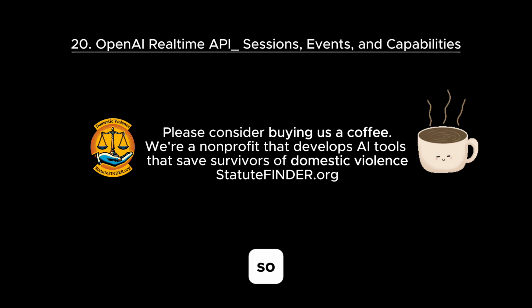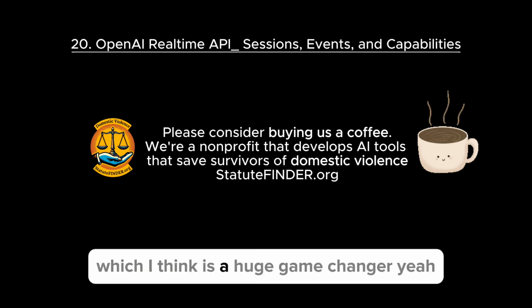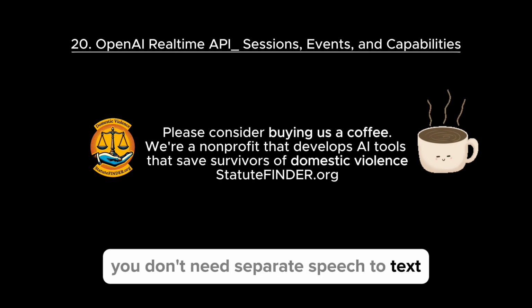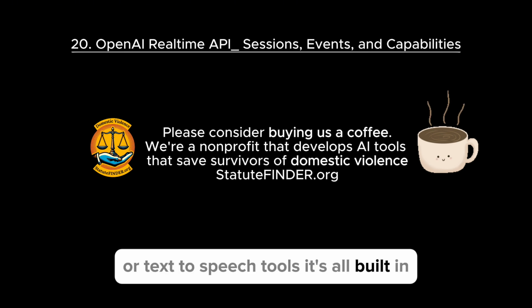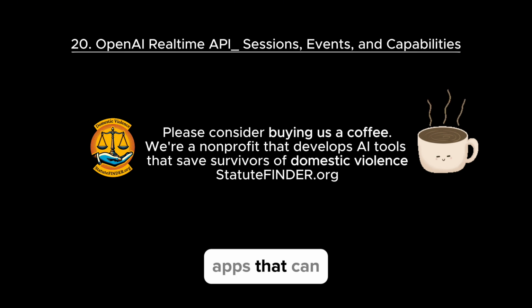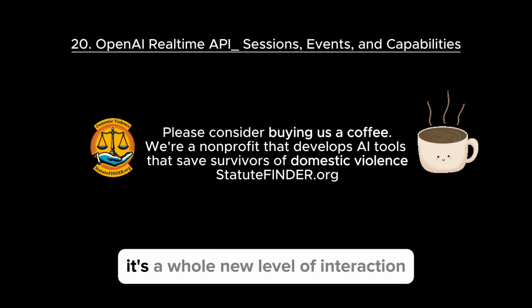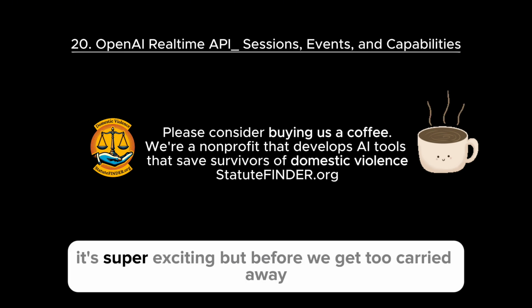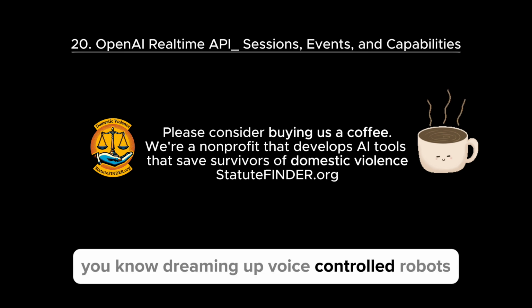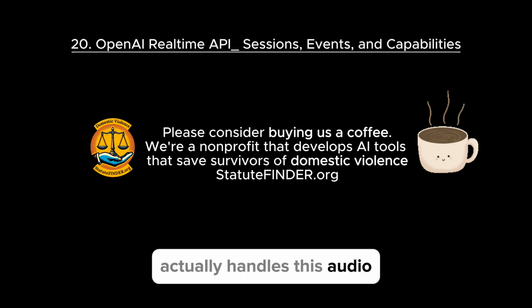Awesome. Can't wait. So the Realtime API can actually handle audio directly, which I think is a huge game changer. Yeah. You don't need separate speech-to-text or text-to-speech tools. It's all built in. It really opens up the possibilities for apps that can truly understand and respond to your voice. Yeah, exactly. It's a whole new level of interaction. It's super exciting. But before we get too carried away, dreaming up voice-controlled robots, let's break down how the API actually handles this audio. Okay, sure.